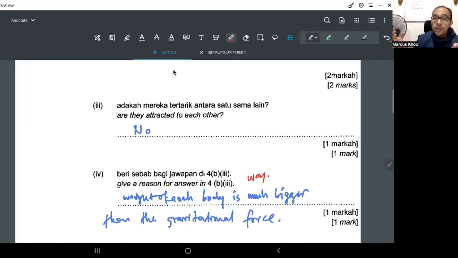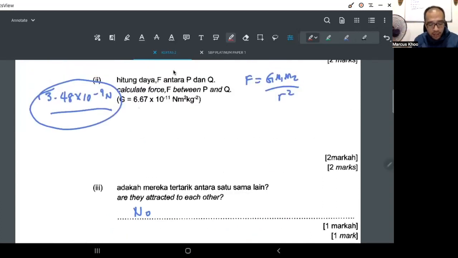So even if there are two people sitting next to each other, there is a gravitational force acting on both of them. But because our weight is so much bigger than the gravitational force, thanks to the value of G, look at the value of G, times 10 to the power negative 11, the gravitational force between people is actually very small. Imagine if the gravitational force between people is big enough, that means no matter what we do, we're going to be attracted towards one another.